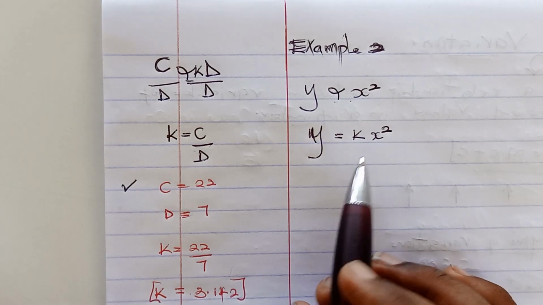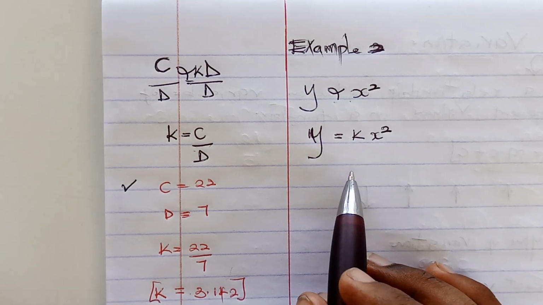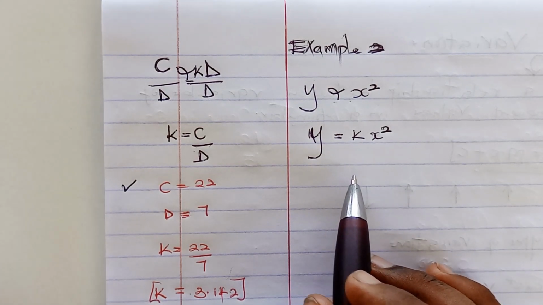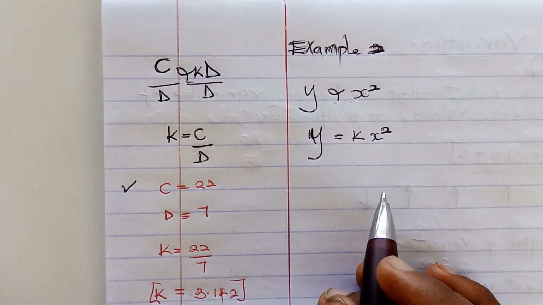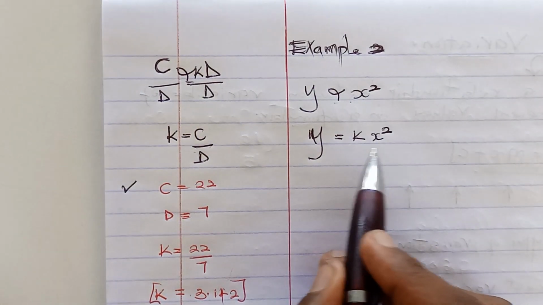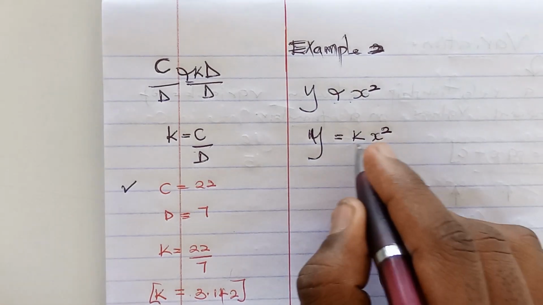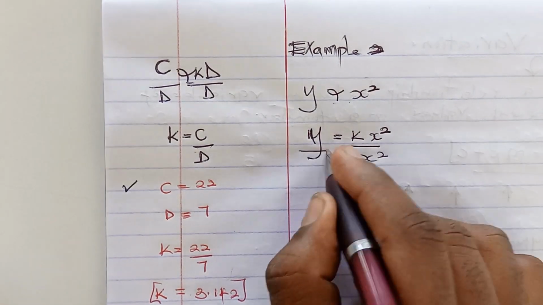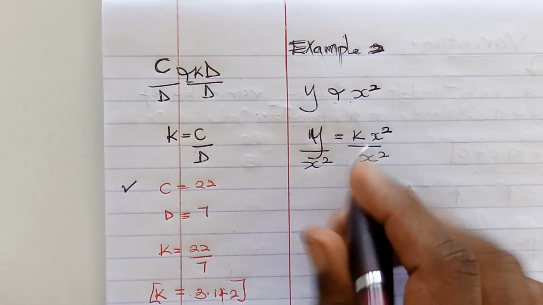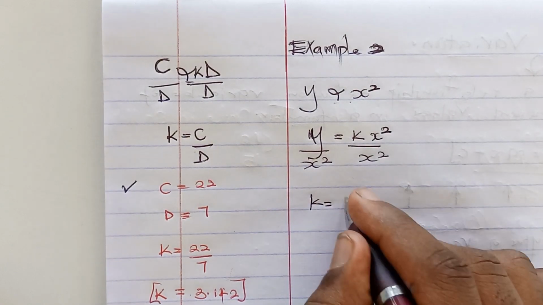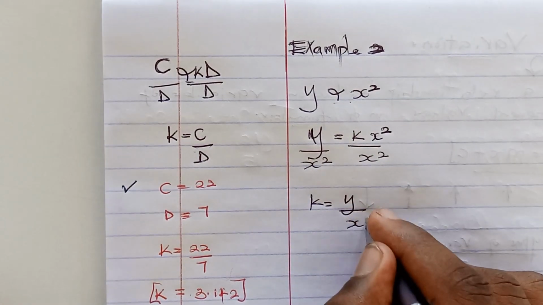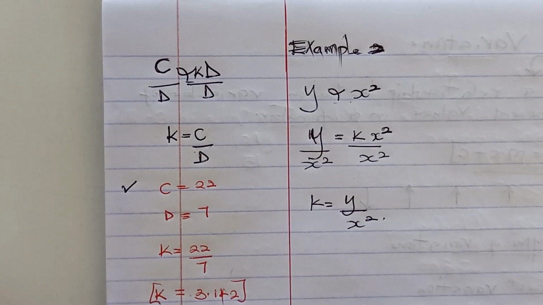And I said in every formula, we have values that remain constant at all times. So I want to get the value of the constant. I divide by x squared on both sides. So K is equal to Y over X squared. That is the formula you are having.